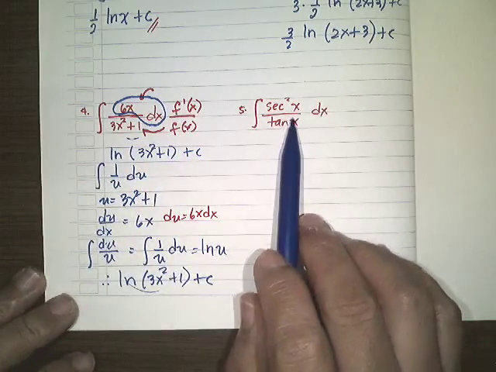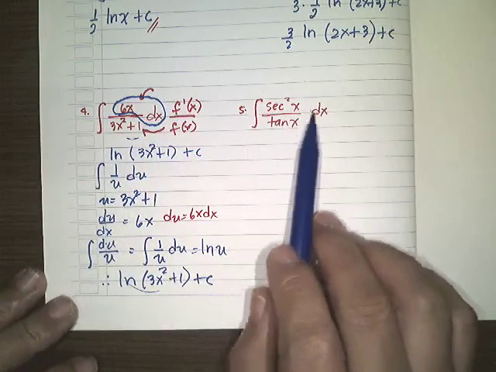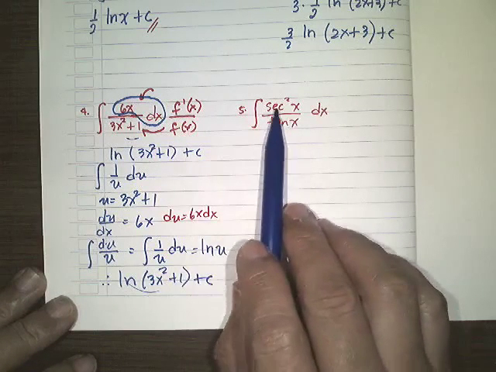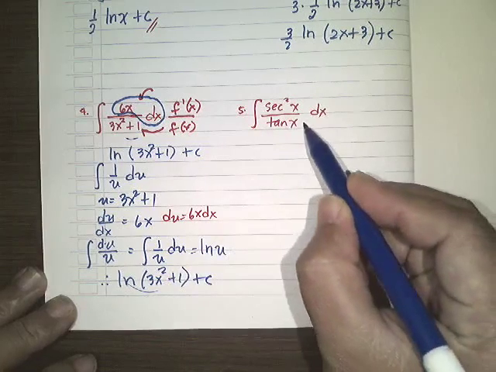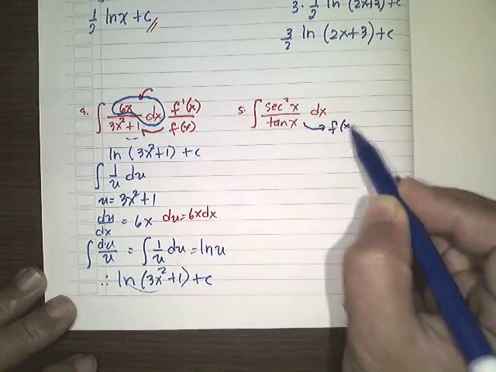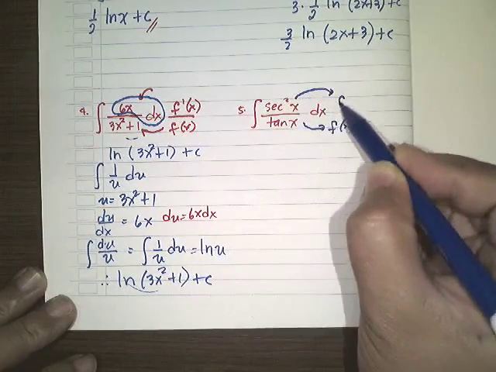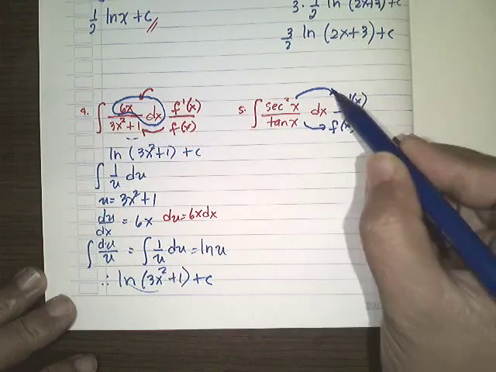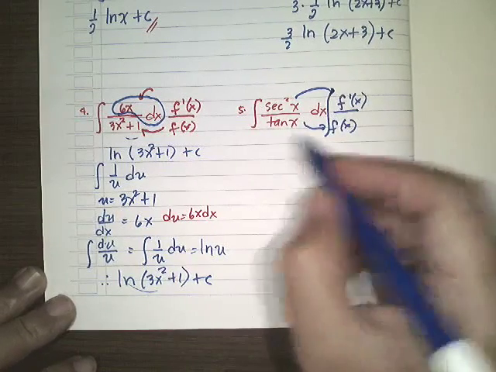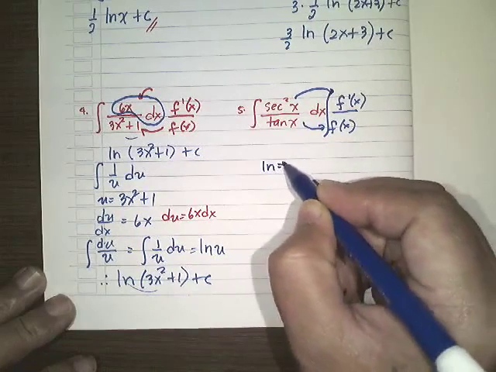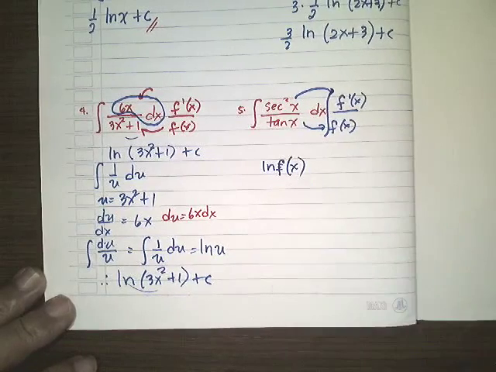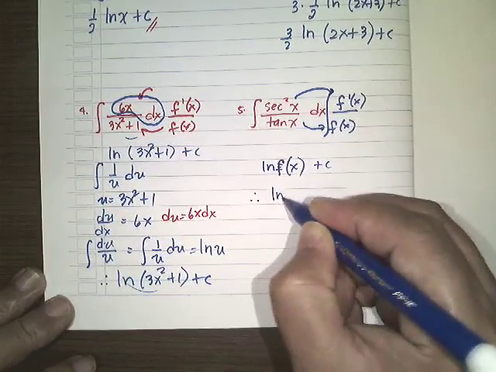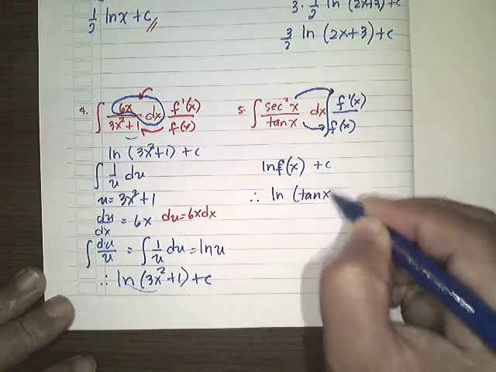Next, I want you to look at this. In this case, this is pretty obviously related to this, because the derivative of tangent x is secant squared x. So if that is your f of x, this one is, by inspection, your f prime of x. So it follows the form. What's the formula for that? That is equal to natural logarithm of f of x plus c. So our final answer is natural logarithm of tangent x plus c.